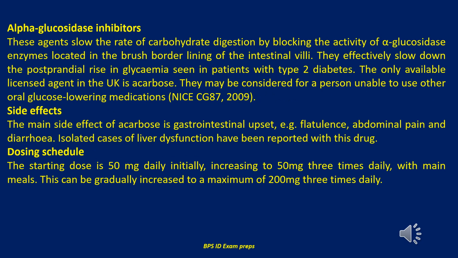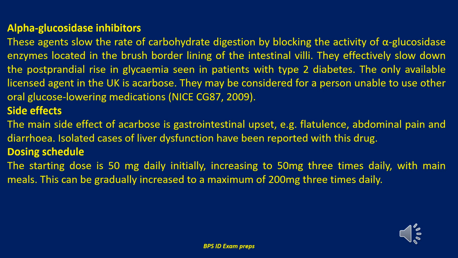These agents slow the rate of carbohydrate digestion by blocking the activity of alpha-glucosidase enzymes located in the brush border lining of the intestinal villi. They effectively slow down the postprandial rise in glycemia seen in patients with type 2 diabetes. The only available licensed agent in the UK is acarbose. They may be considered for a person unable to use other oral glucose-lowering medications. NICE CG 87, 2009.